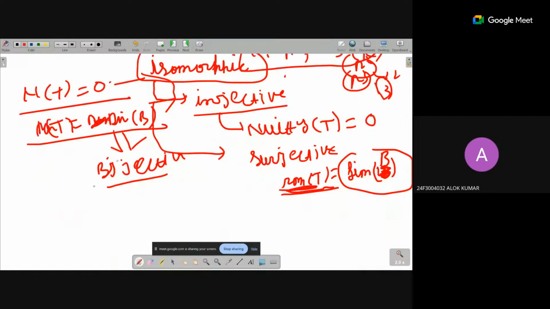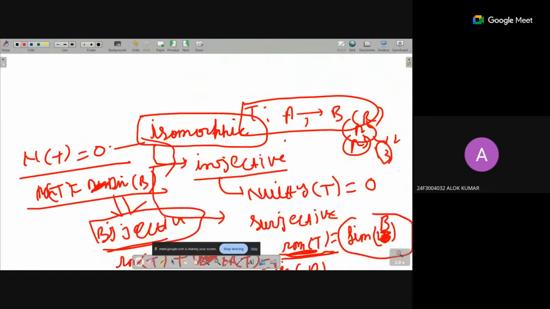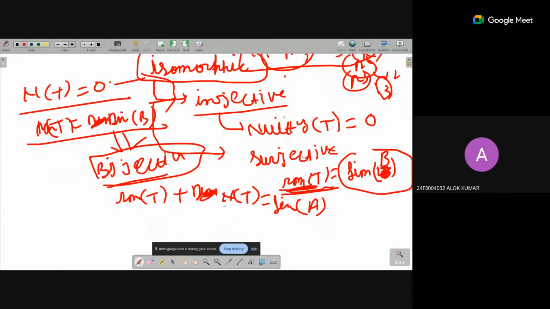And from the rank-nullity theorem, we know that the rank of T plus the nullity of T is equal to the dimension of A. A is basically the dimension of the domain. So the nullity of T is 0.